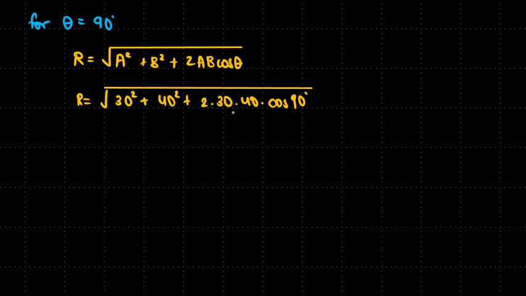So cos 90 is 0. You can use your calculator, or you can use your mind. I'm going to use the calculator to make it much easier, and the answer turns out to be 50. So I'm going to add the unit over here, and let's find the angle.